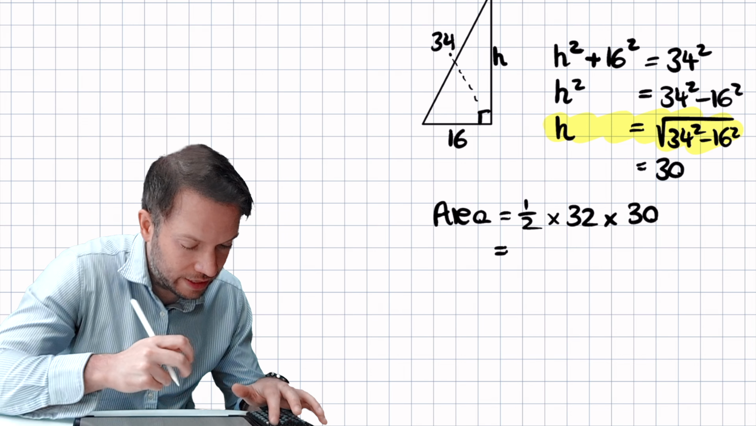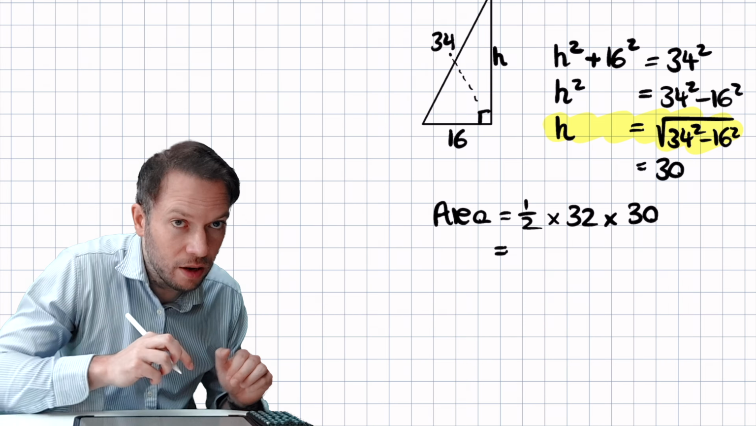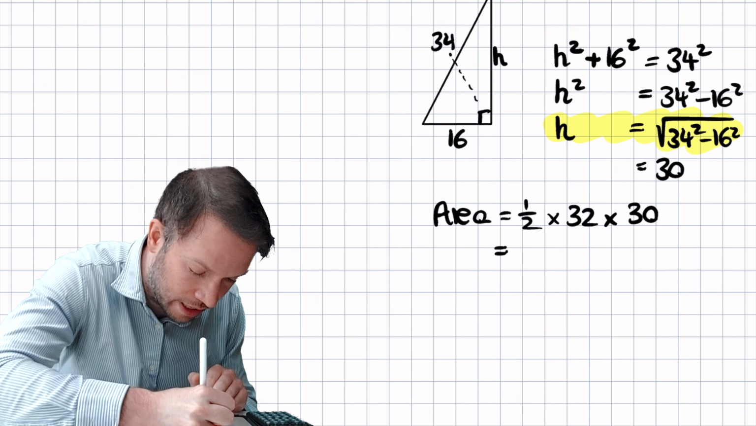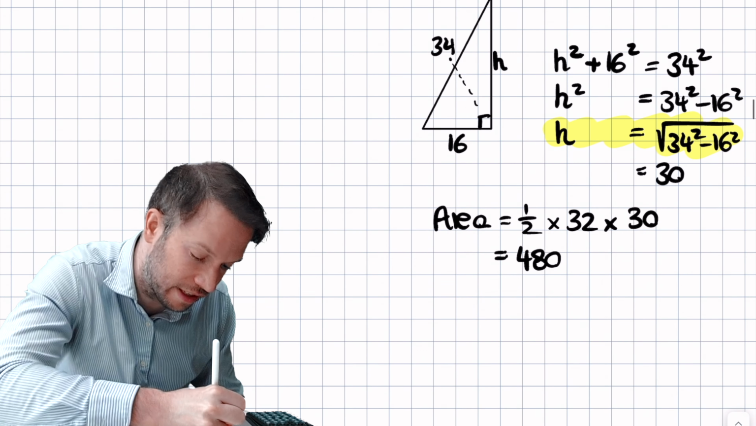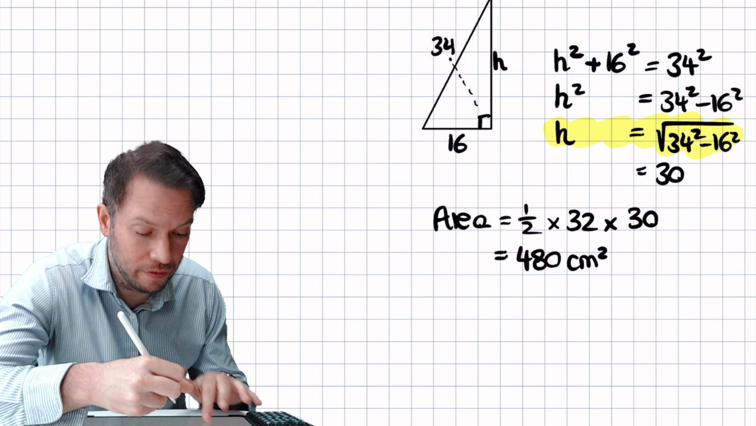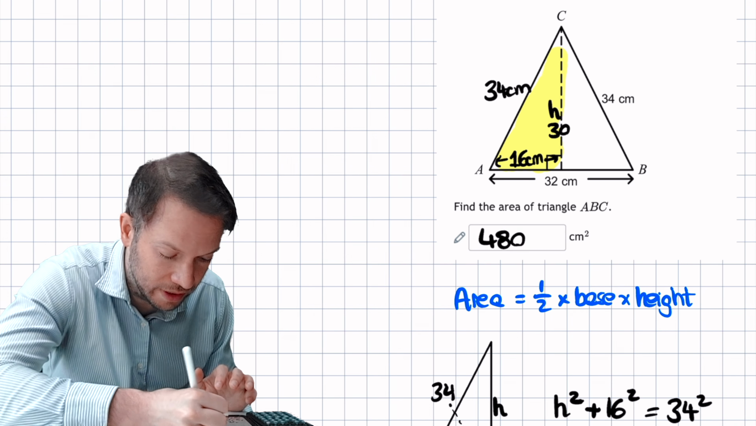And then let's just do that on our calculator. Half times 32 times 30, which is 480. And because all these lengths were in centimeters, that area is going to be in centimeters squared. So that's the final answer. The area is 480 centimeters squared.